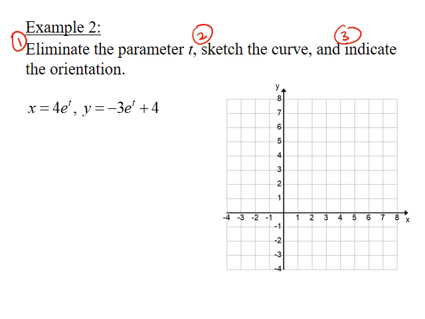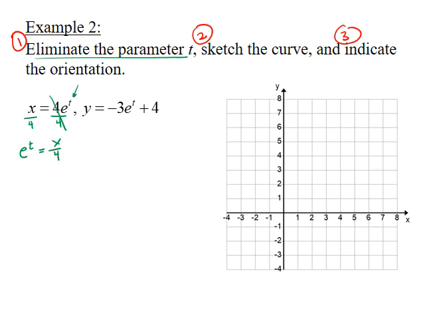So looking at this, in order to eliminate the parameter, I need to get rid of t. And the way I'm going to do that is by simple substitution. Now, this example is a little bit different than some because I have an exponent of t. So what I can do is divide both sides by 4 here. So you just pick an equation and modify it. And this leaves me with e to the t is equal to x divided by 4.